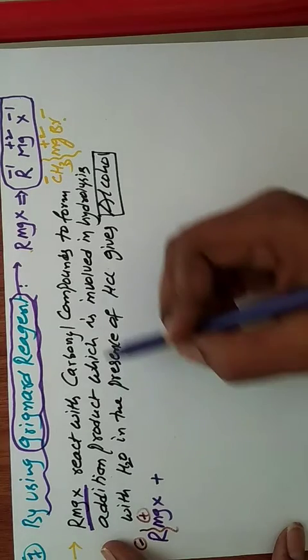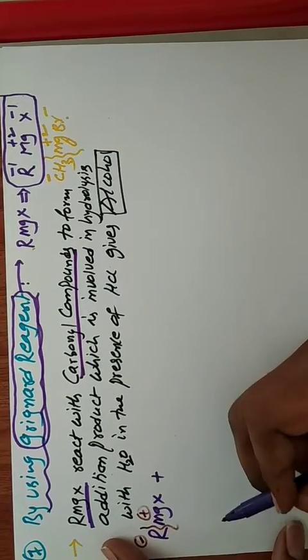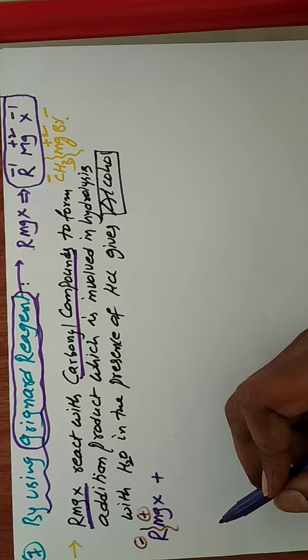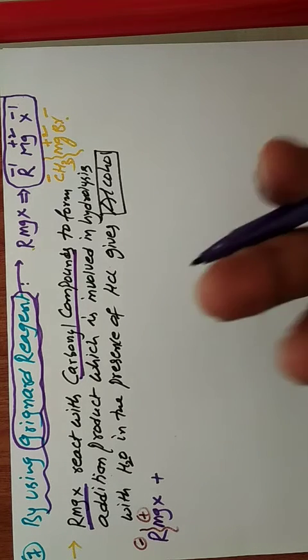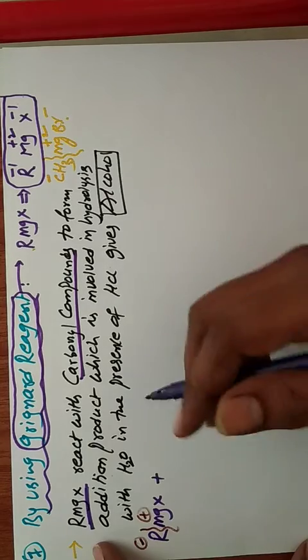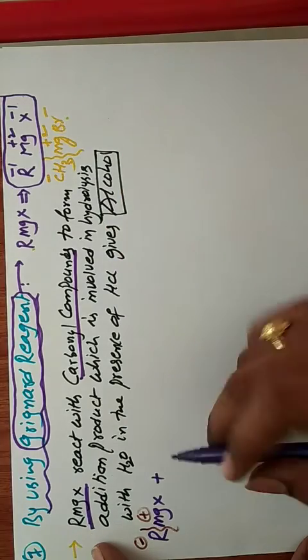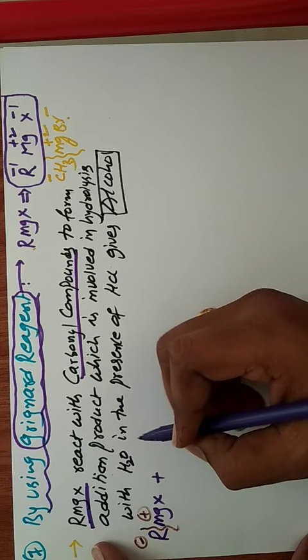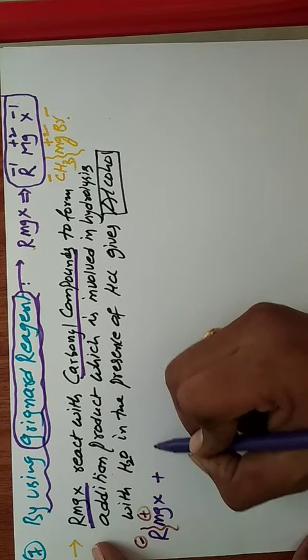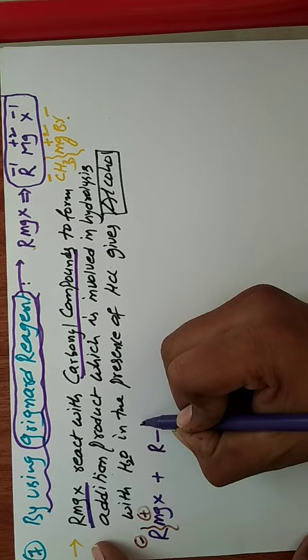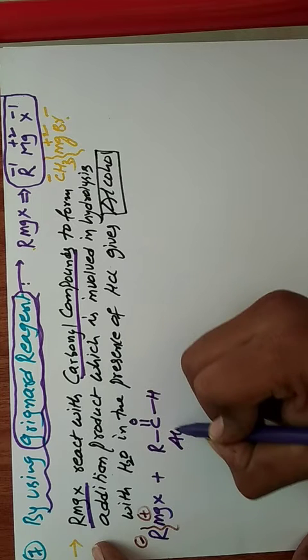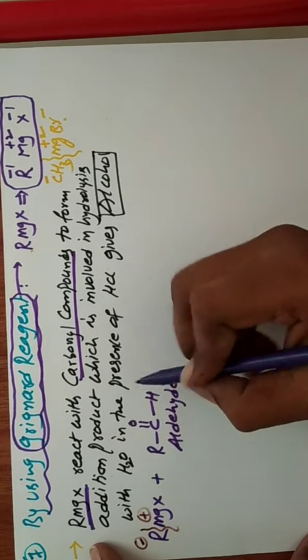So it interacts with carbonyl compounds. Carbonyl compounds means maybe aldehyde or ketone. Suppose we are taking aldehyde. That aldehyde is R bond C double bond O bond H. This is aldehyde, the carbonyl compound. This is Grignard reagent. So what is the addition product?